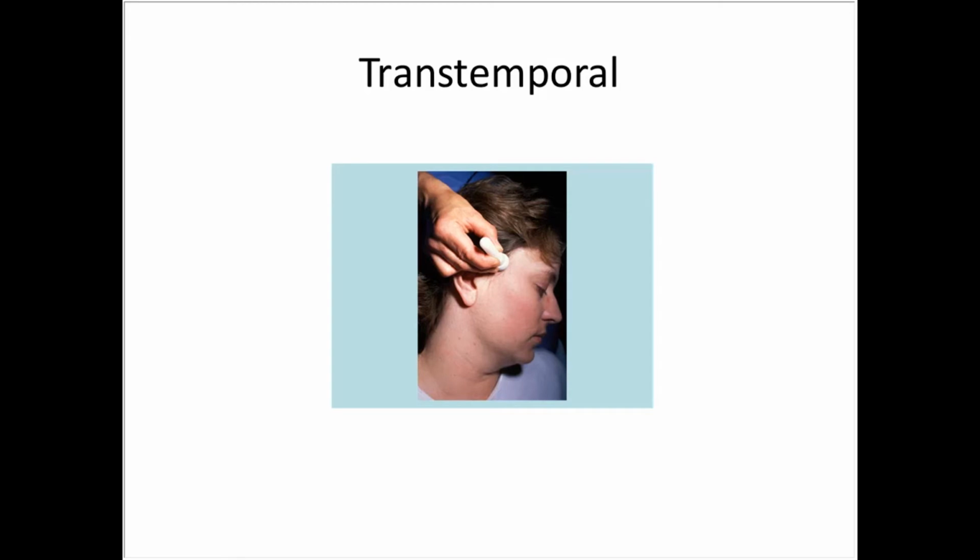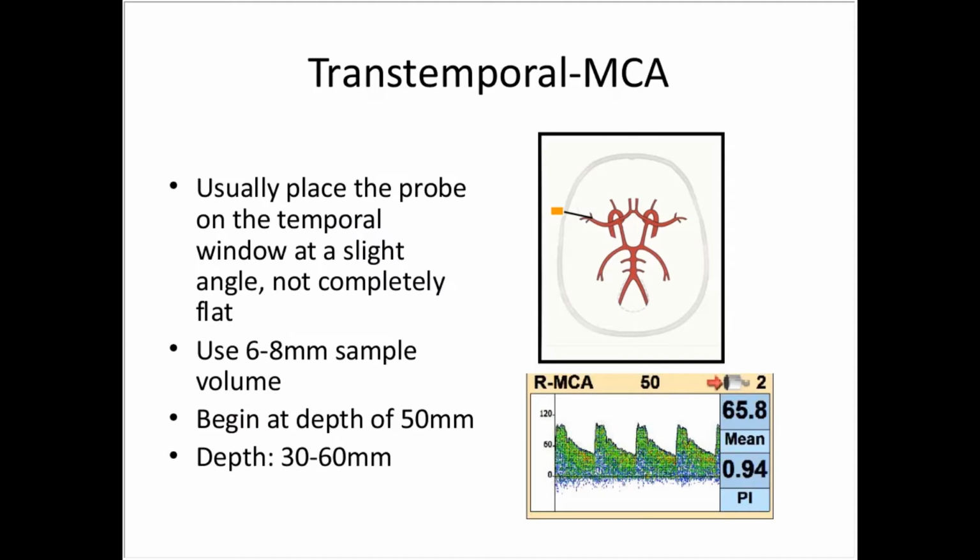So here's an example of the transtemporal approach. You place the probe above the zygomatic arch and just at the hairline. However, the transtemporal window can go as far above to the eyebrow and just above the ear. When you place the probe on the temporal bone, place it at a slight angle and not completely flat.